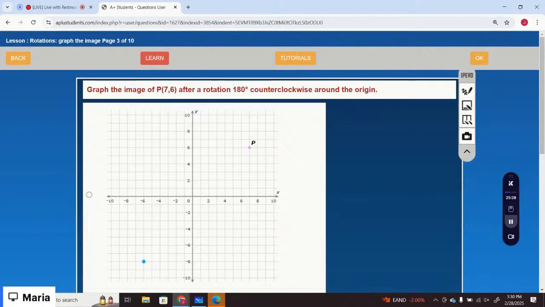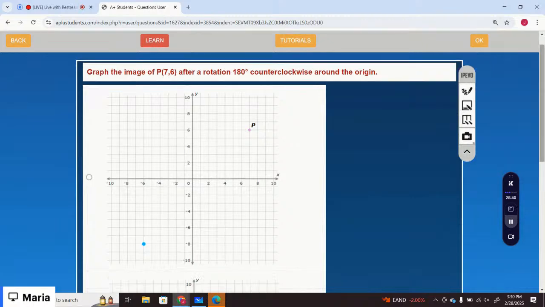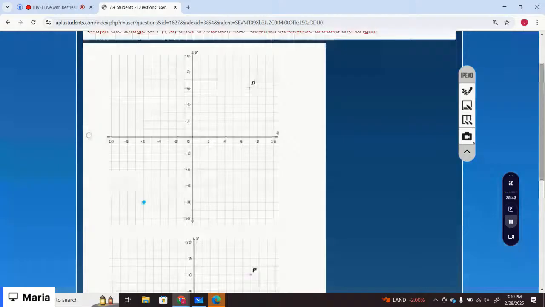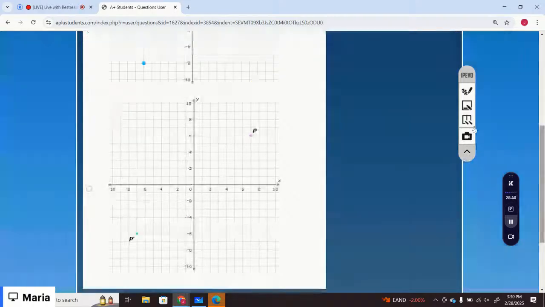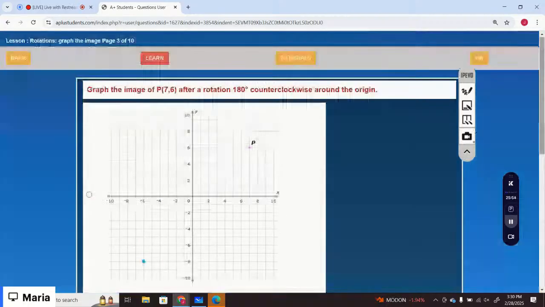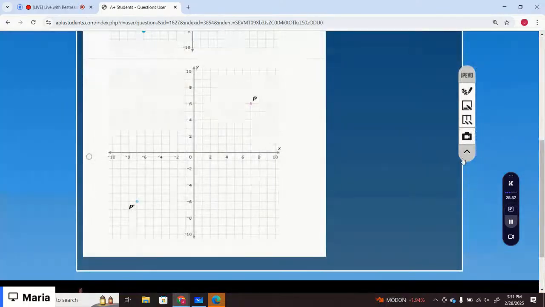Graph the image of P (7, 6) after a rotation of 180 degrees counterclockwise around the origin. So the point is (7, 6). I think option number 2 is the correct option. Hold on. (7, 6), now (-7, -6). Yes, option number 2 is the correct option.